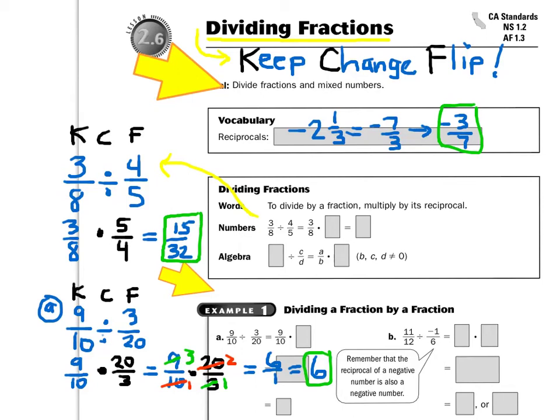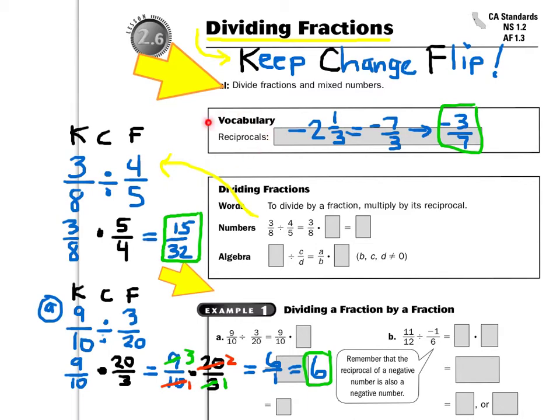Hi, you guys. Let's talk about a really cool thing, dividing fractions. I love this one. Look in my classroom for the Kellogg's Corn Flakes box, okay? Because Kellogg's Corn Flakes is going to remind you how to divide fractions correctly. Keep, change, flip. You're going to hear me say that a lot.